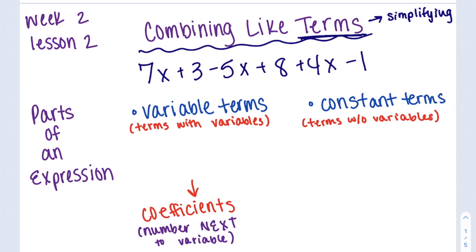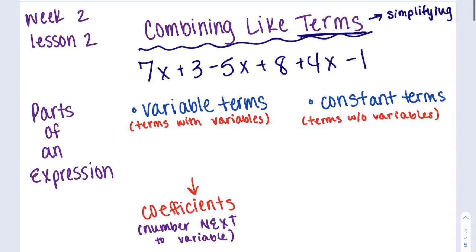An expression, remember, is a string of numbers that don't have an equal sign. There's no equal sign on the outside of that. Otherwise, we'd be looking at an equation. So I want to write this as simply as possible. 7x plus 3 minus 5x plus 8 plus 4x minus 1. But before I can do that, we have to talk about what variable terms are and what constant terms are.